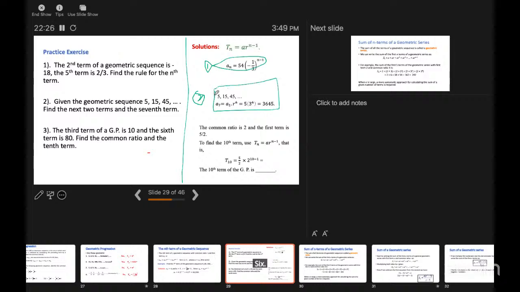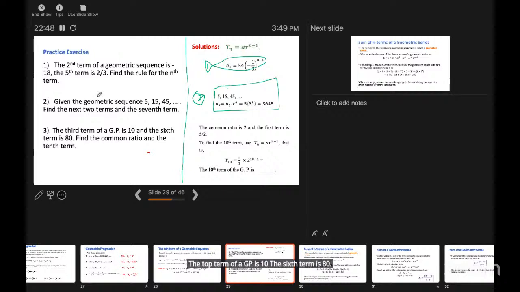Now let's go to number 3. The third term of a GP is 10, and the 6th term is 80. Find the common ratio and the 10th term. The third term of a GP is 10. The 6th term is 80.